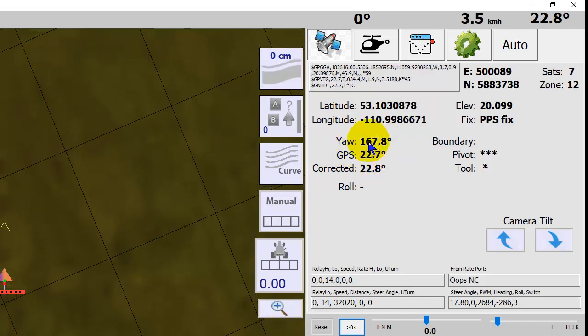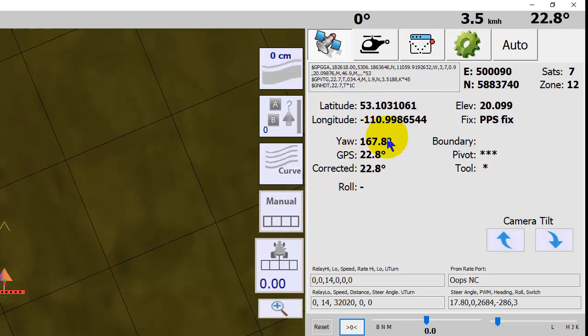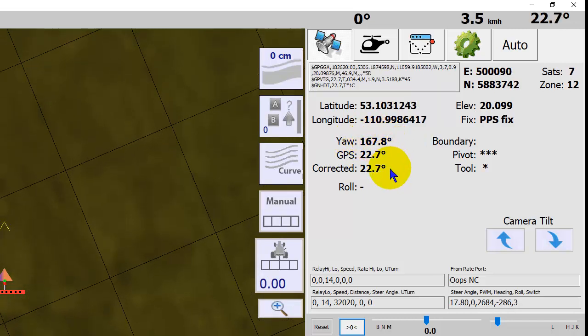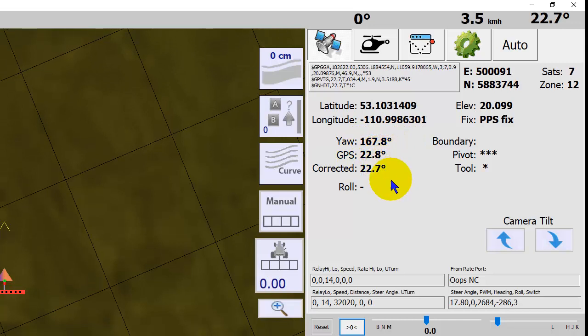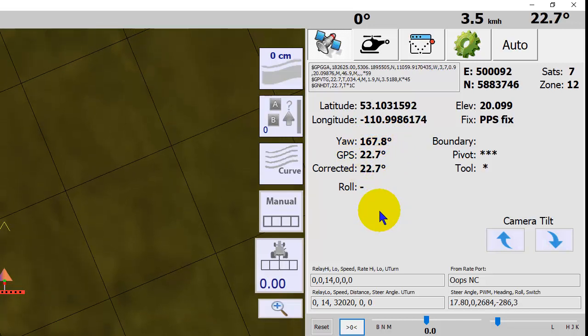This guy, we never know which way it's pointing. You can have magnetic effects, that sort of thing. But it gets averaged out and eventually becomes the same as the GPS heading. I hope that makes sense. Okay, thanks.